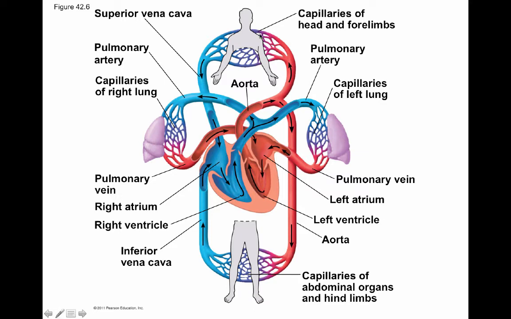Some of it's going to go up into the upper part of the body in humans. Some will go down into the bottom part of the body, the lower part of the body. All that deoxygenated blood will come back into the right atrium.